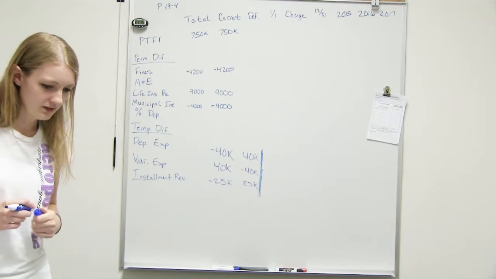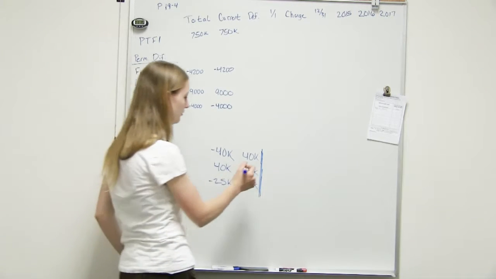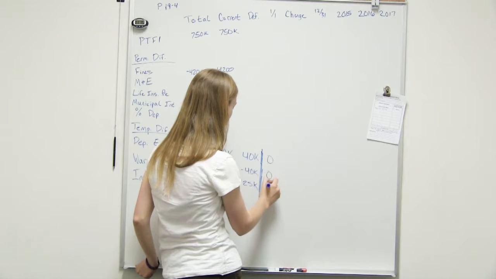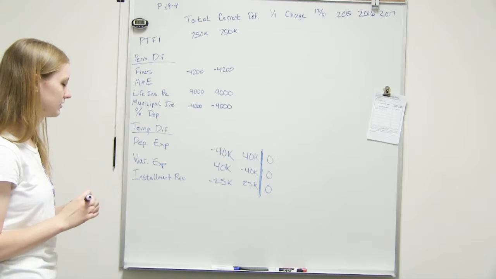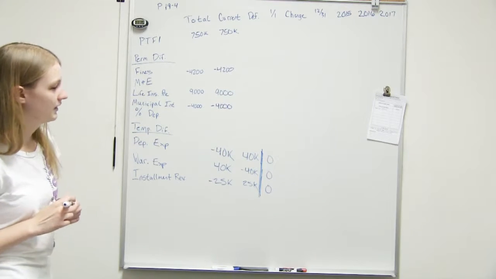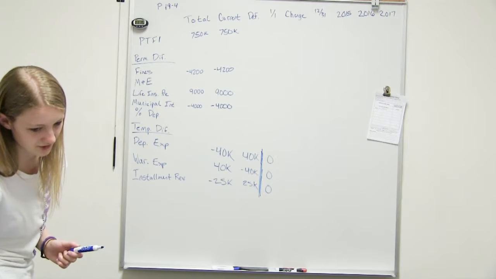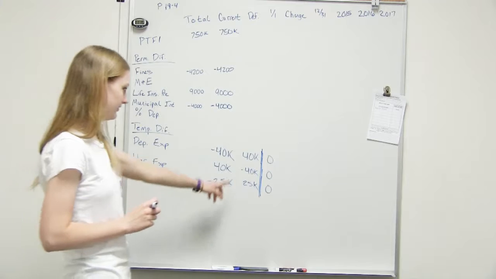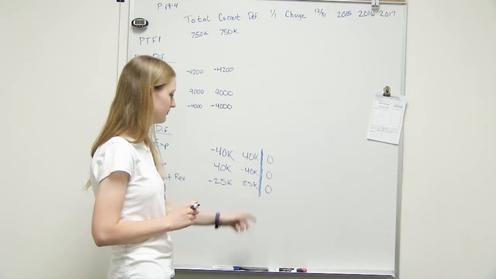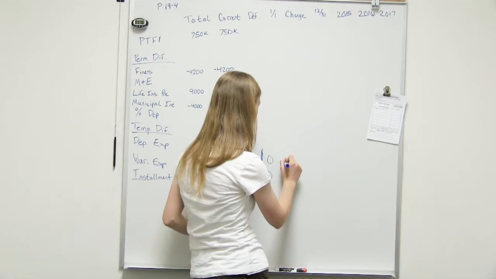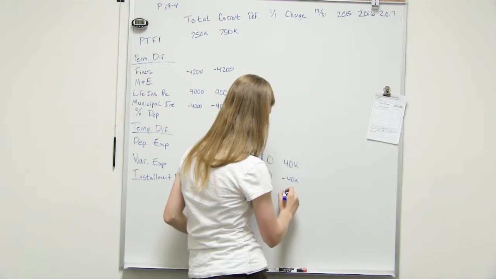And they didn't give us a January 1st balance, so we're just gonna put in 0 for each of those. But if they had given us a balance, then we would put it in. And then the change column is going to equal this deferred column. So this column will equal that column. So we'll have 40,000, negative 40,000, and 25.